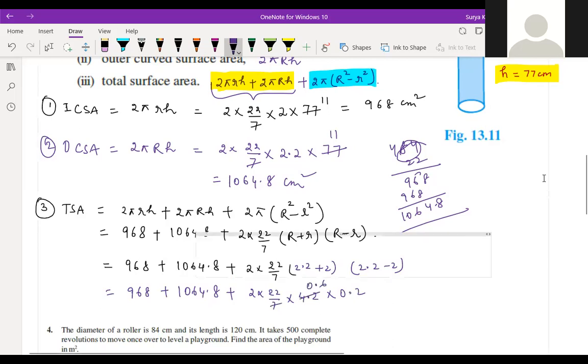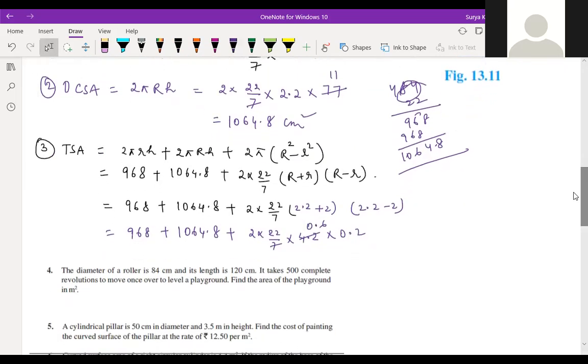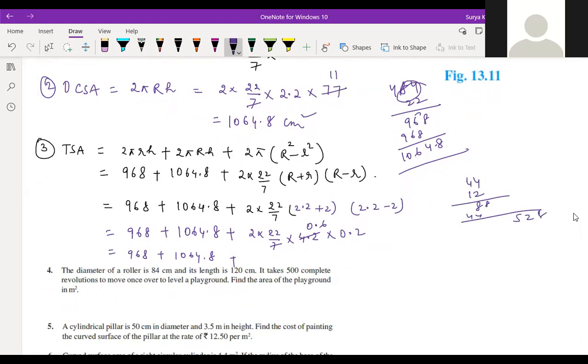Now we can just solve over here. So we can write here 968 plus 1064.8 plus 22 into 2 is 44. 44 into 12. So 88, 44. So 528. 528 you get. Okay. But the point should be here, 5.28. Is it clear, children? Now you just add and get the answer. That's it.